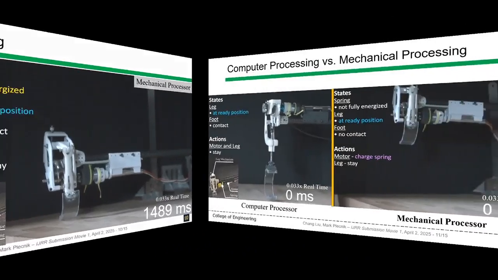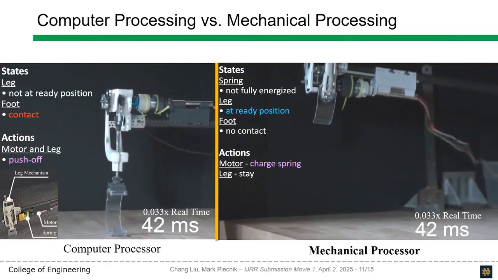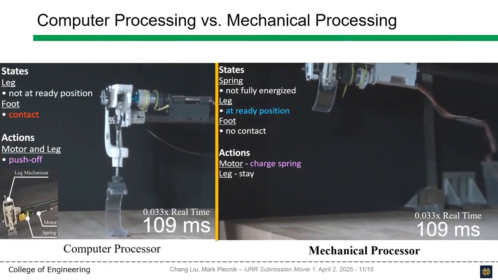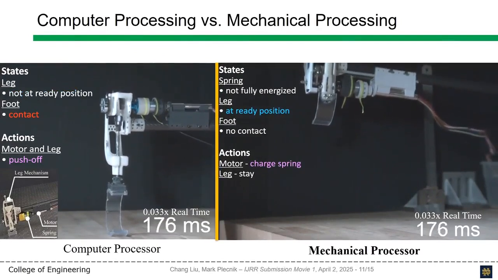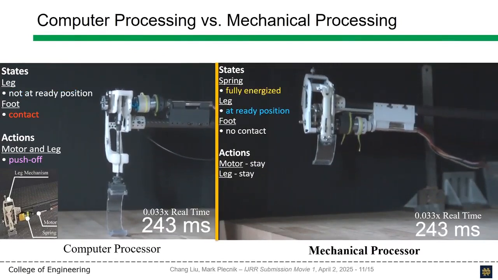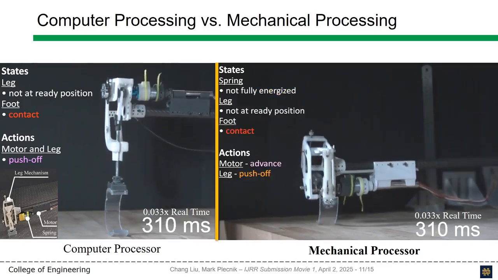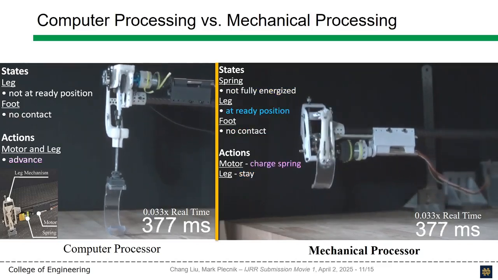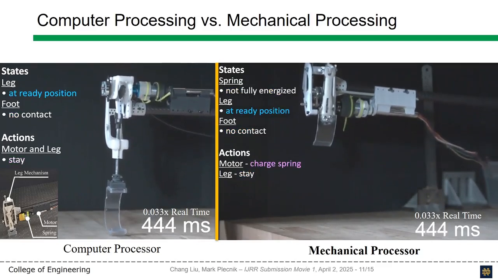Slow motion footage reveals the inner workings of a computer processor, showing negligible torsion spring deflection, while it performs subtask logic of leg position control and contact detection. Motor and leg act together, and spring charging does not happen with auto contact.